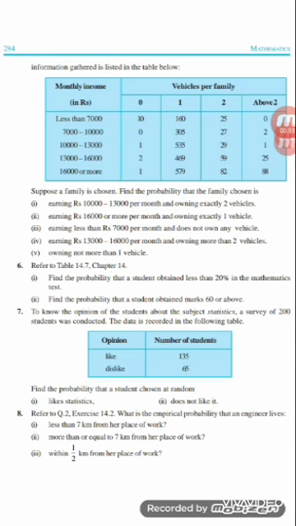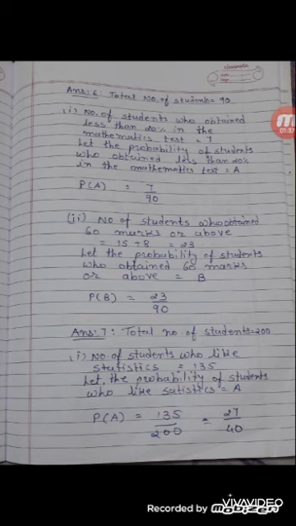Here, answer number 6. Total number of students is equal to 90. First, the number of students who obtain less than 20% in the mathematics test is equal to 7. Let the probability of students who obtained less than 20% in the mathematics test be A. That means P(A) is equal to 7 upon 90. This is the answer of the first question.